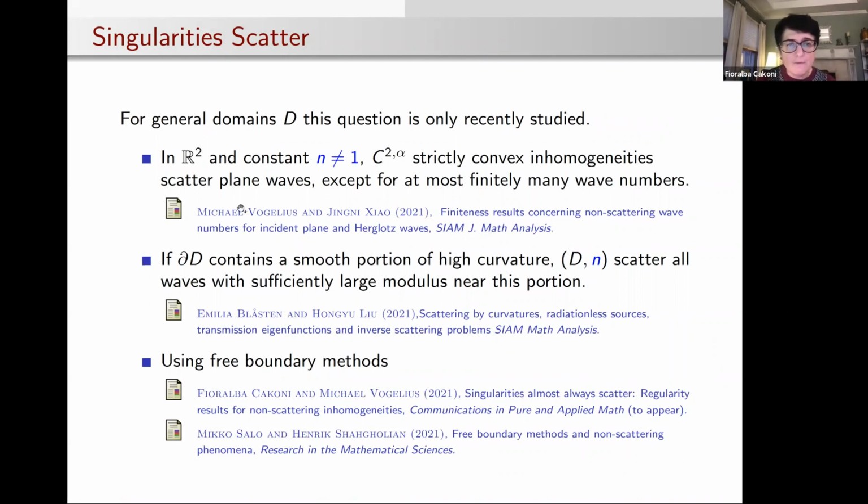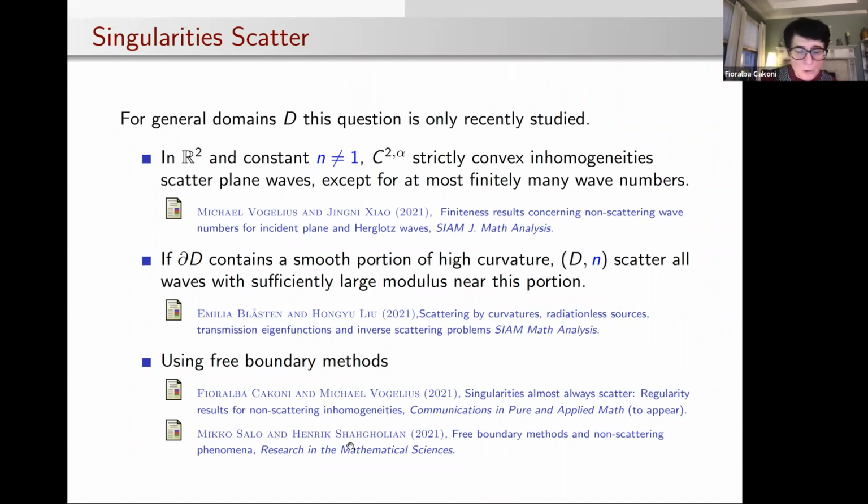Okay, so first, for a very simple configuration, for n constant and C2 boundary, it is shown that at most finitely many transmission eigenvalues could be non-scattering, but possibly none. And there is a partial result for smooth domains with high curvature at parts, but the most comprehensive understanding up to date is given by these two papers. It's a result by myself and Vogelius, and Salo and Shahgholian.